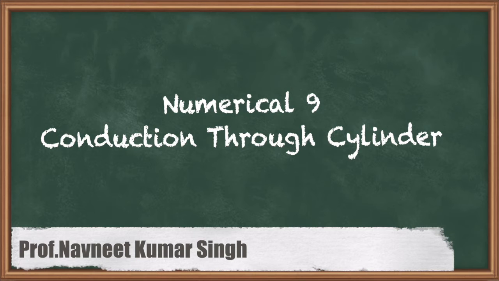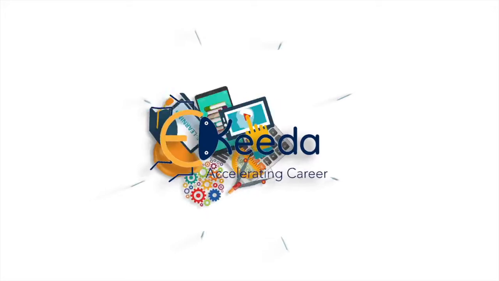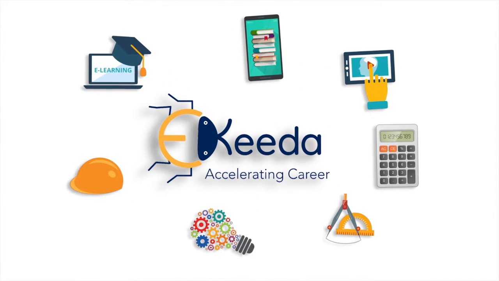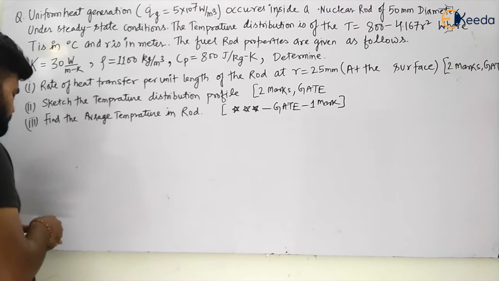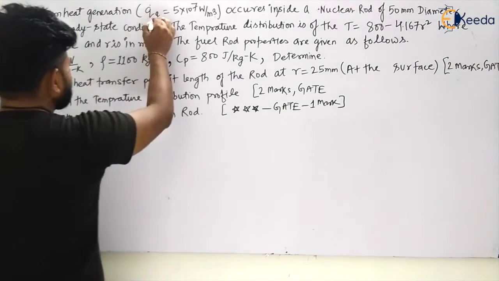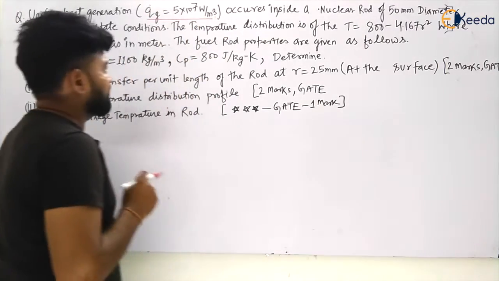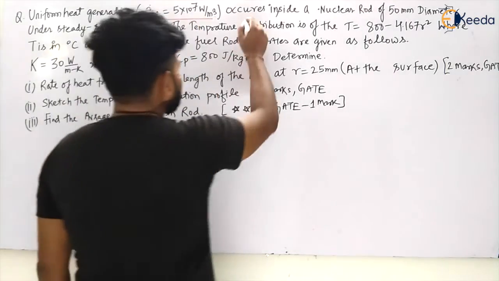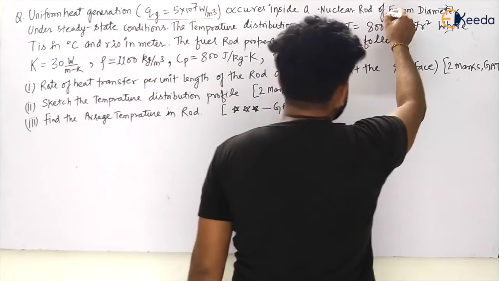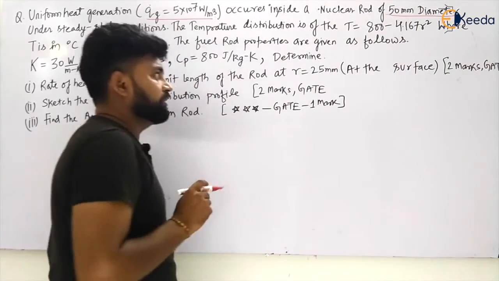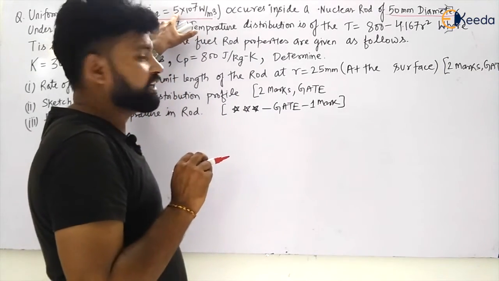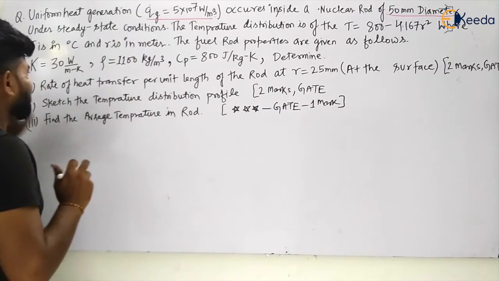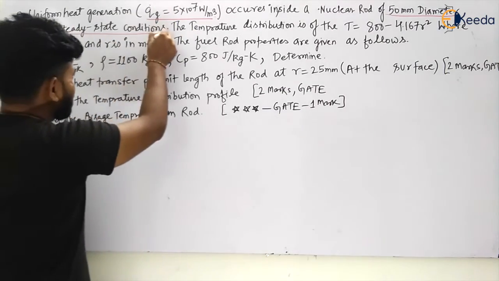Now I am reading the question. Just understand it. Uniform heat generation with Qg equal to 5 into 10 to the power 7 watt per meter cube occurs inside a nuclear rod of 50 millimeter diameter. So the diameter of that nuclear rod is very small, but the amount of heat generated is very high. You can notice. Now, under steady state conditions, we have already been given the steady state conditions.